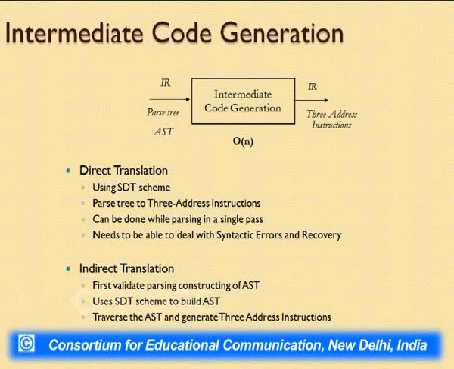We can have an indirect translation also. This conversion can be an indirect one. First, validate the parsing by constructing an abstract syntax tree. First, you would perform that thing. It uses an SDT scheme to build an abstract syntax tree. Then traverse the abstract syntax tree and generate the 3 address instruction. That can also be another way of doing it.